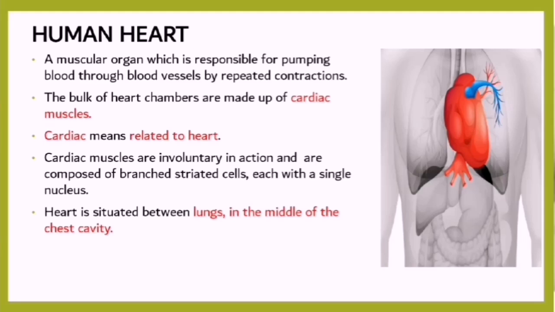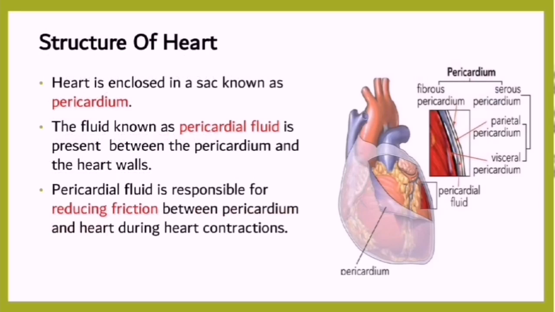The heart chambers are made up of cardiac muscles, which means related to heart, and these cardiac muscles are involuntary in action, composed of branched striated cells with a single nucleus. Heart is situated between the lungs in the middle of the chest cavity and under the breastbone.